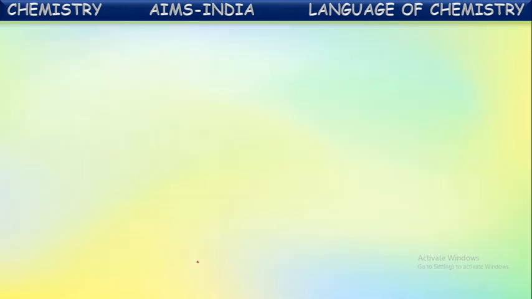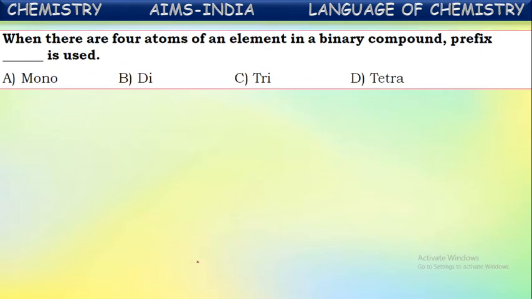Okay. Next, when there are 4 atoms of an element in a binary compound, the prefix is used. If there are 4 atoms of an element, what prefix do we use? We use tetra. For 1 atom, mono. For 2 atoms, di. For 3 atoms, tri. For 4 atoms, the prefix tetra is used.